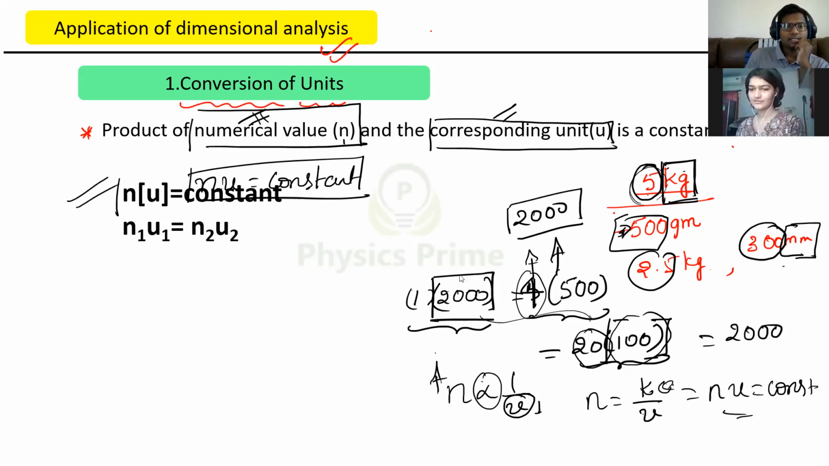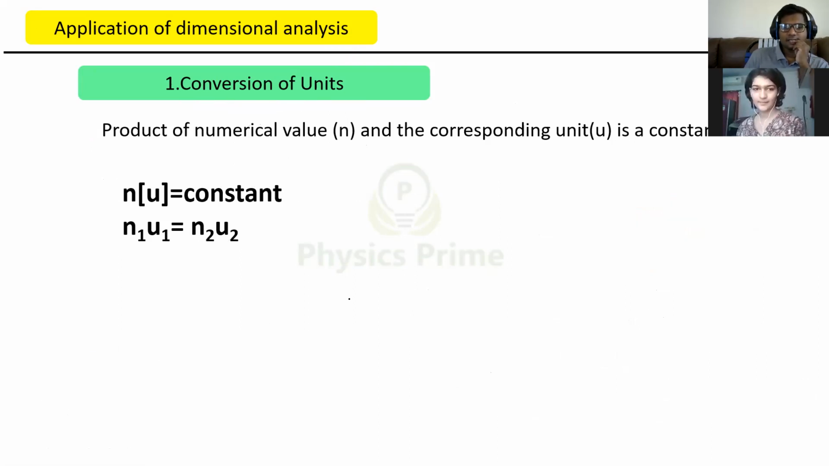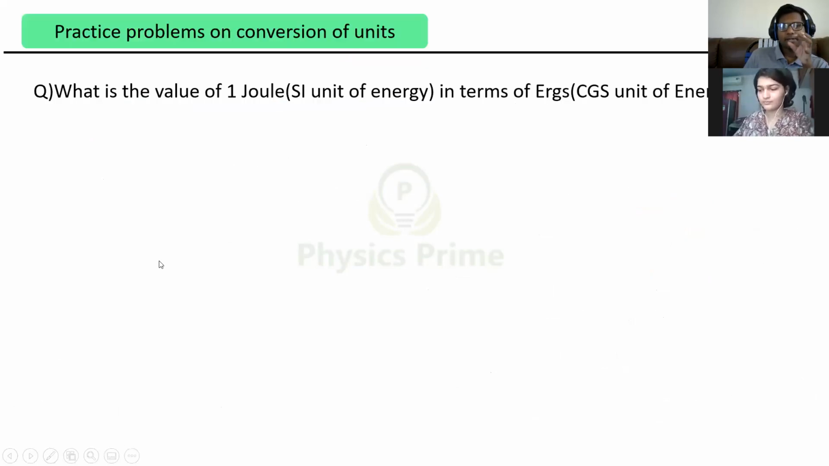So like that, n1 u1 is equal to n2 u2. That means the first unit into its numerical number should be equal to the second unit into its numerical number. I hope you are able to understand this. Yes, sir. So this is the concept here. So let's go to its practice.